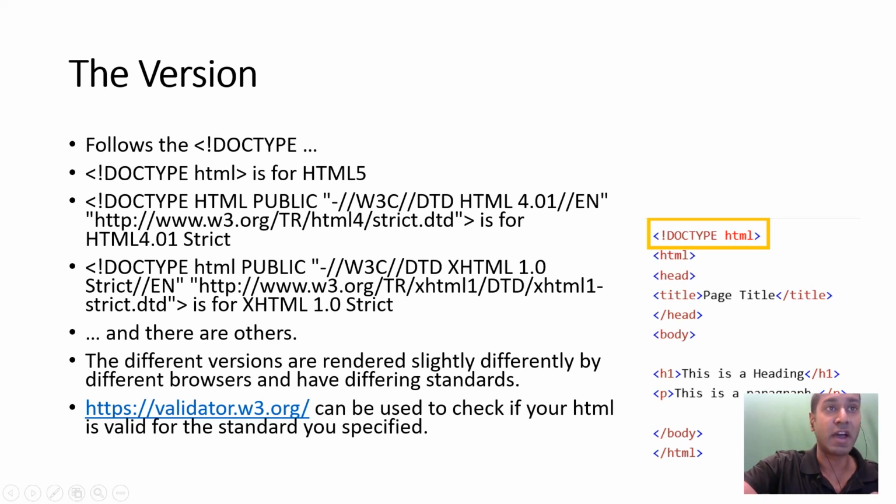As we look at the diagram on the right of the screen, we'll see that exclamation mark doc type space HTML, which is shown in yellow, in the yellow box, is what is specifying HTML5.